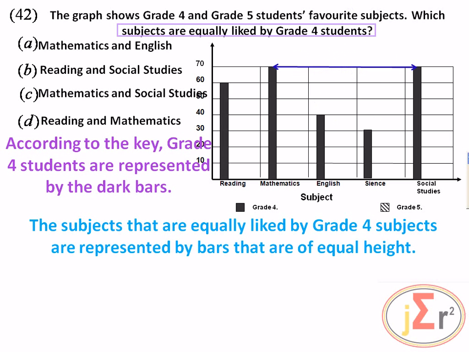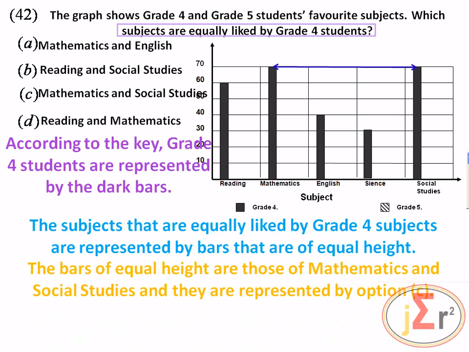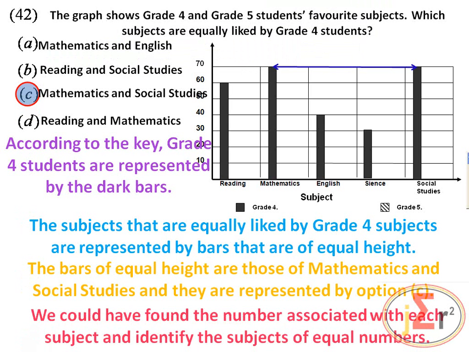Mathematics and social studies. Right. So they are mathematics and social studies. They represent the subjects that are equally liked by grade 4 students. They are represented by bars of equal height. The bars of equal height are those of mathematics and social studies, and they are represented by option C. We could have found the number associated with each subject and identified the subjects of equal number.